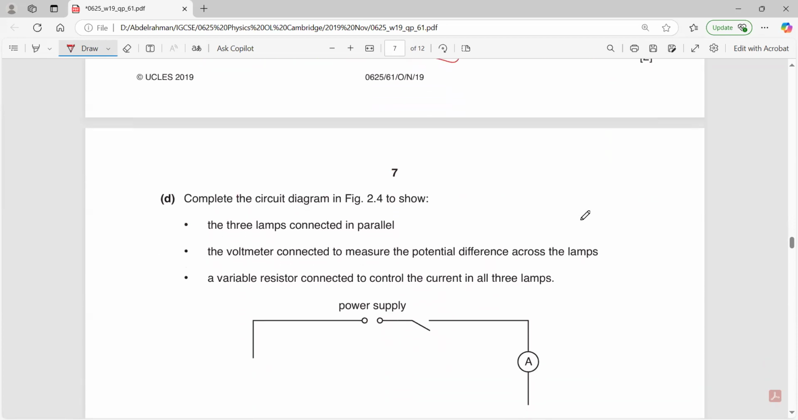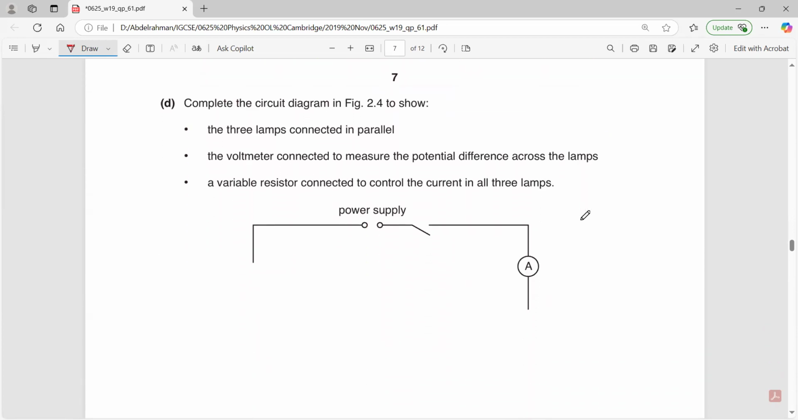Complete the diagram to show three lamps in parallel, the voltmeter connected to measure the potential difference across the three lamps, and a variable resistor to control the current in all three lamps. So, three lamps in parallel, a voltmeter and a variable resistor. First of all, the variable resistor will control the current in all three lamps, so we need to add the variable resistor first. Then we need to add the three lamps in parallel.